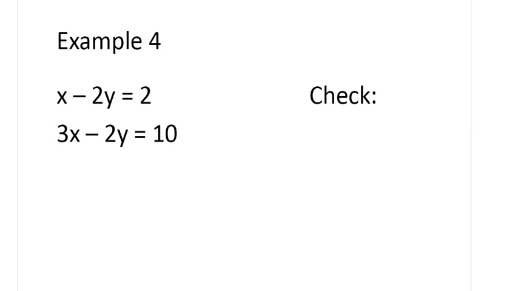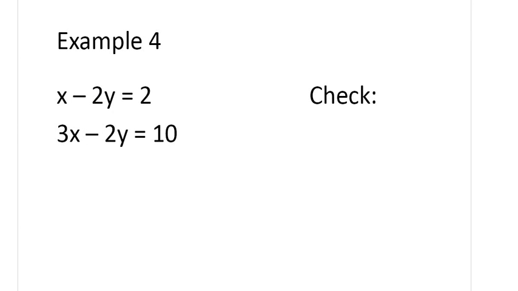And the last example, this one's tricky. The reason why this one's tricky is if I'm using the substitution method, I don't have a variable term solved in either one of these equations. The first equation is x minus 2y equals 2. The second equation is 3x minus 2y is equal to 10.